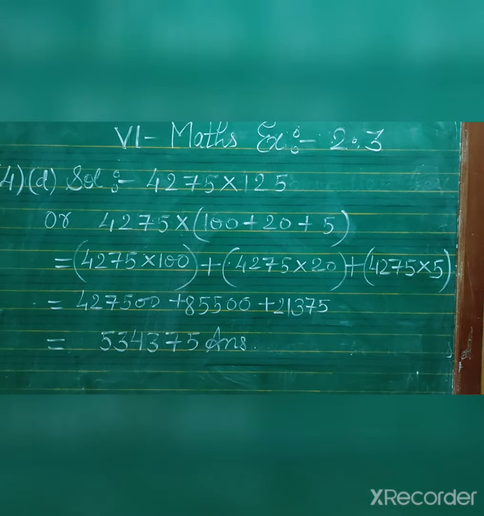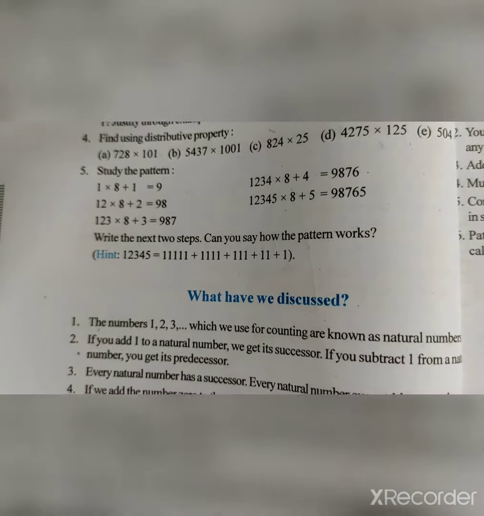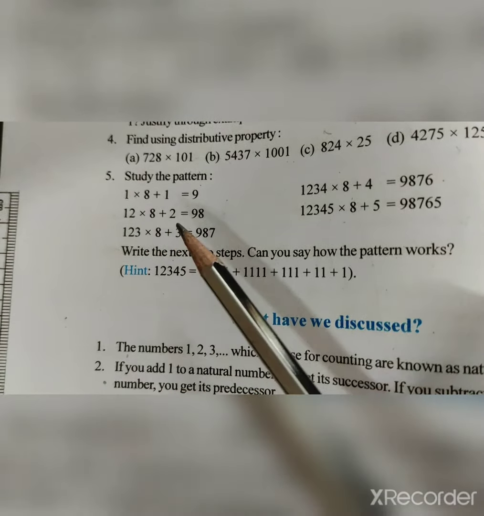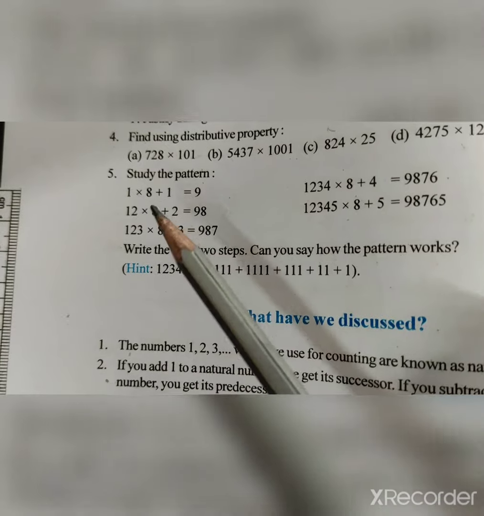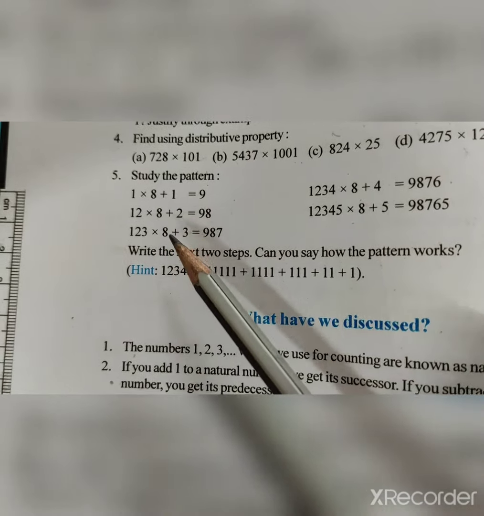5,34,375. Now study the pattern. 1 into 8 plus 1 equal to 9. 8 ones are 8 plus 1. Now 12 into 8 plus 2, 98. Now next number is 123 into 8. 8 is a fixed number.